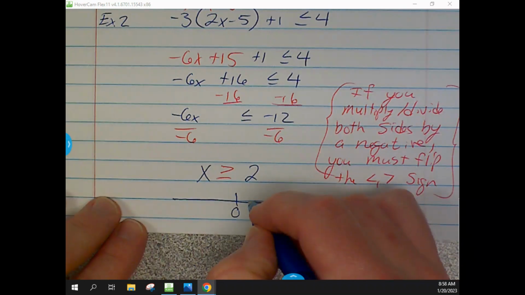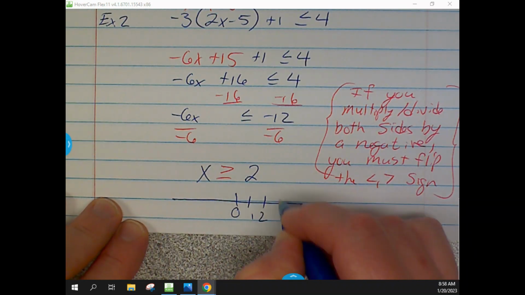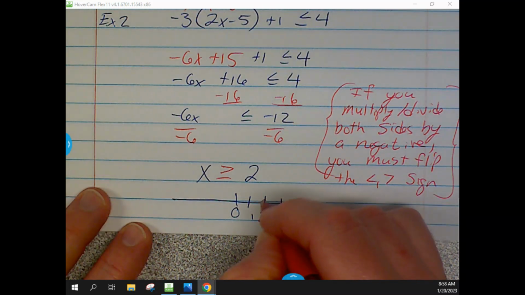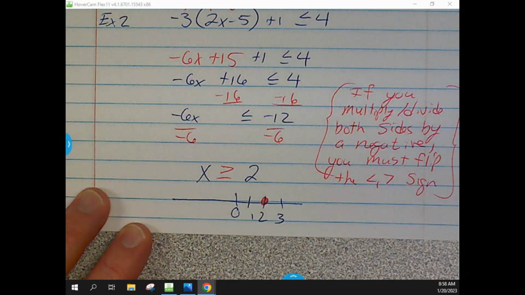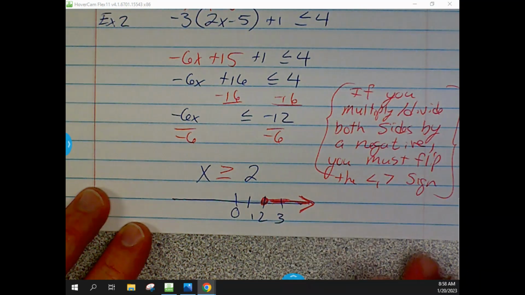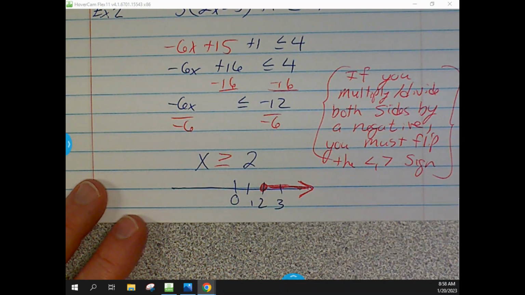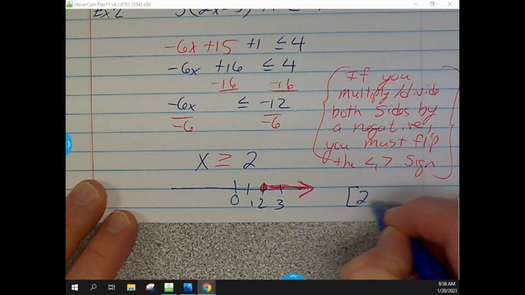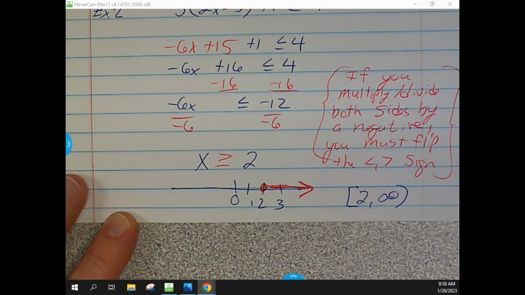Okay, so when we go to graph this one, this time we need a solid circle at 2. And now it's everything heading this way. So if we talk about it in interval notation form, that starts at 2 and then goes to infinity.